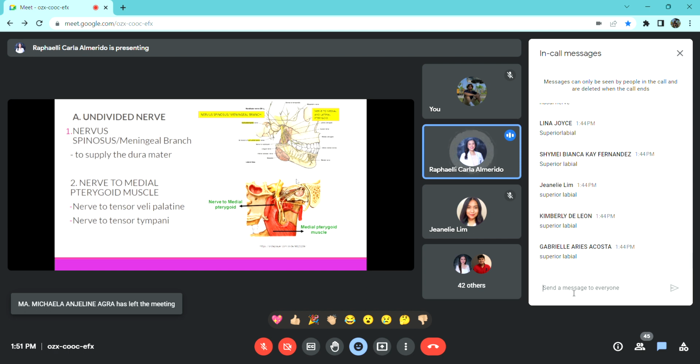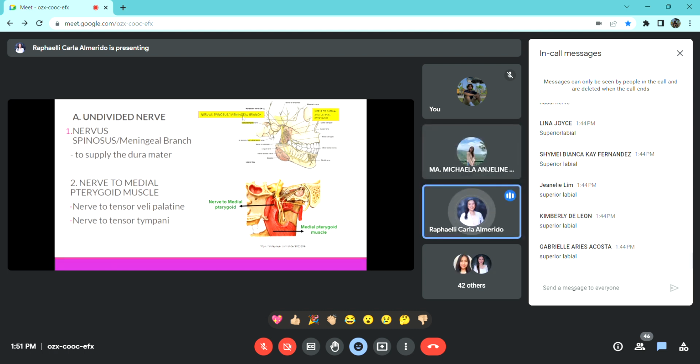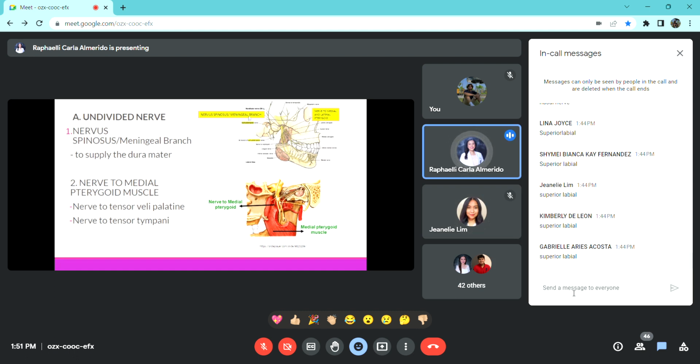So I hope you can see the labels on the photos. Again, the undivided nerve will be your meningeal branch or the nervus spinosus, and your nerve to medial and lateral pterygoid, because the rest will be divided nerves later.